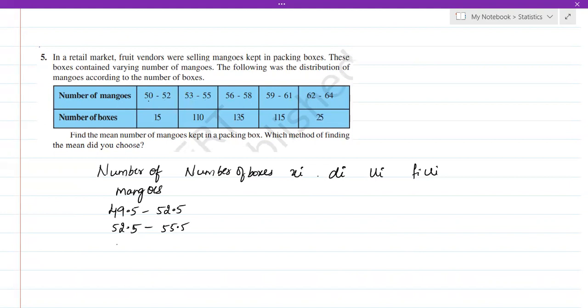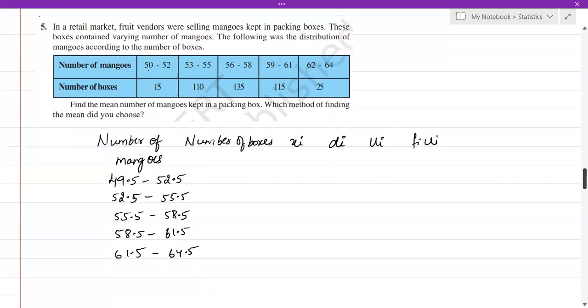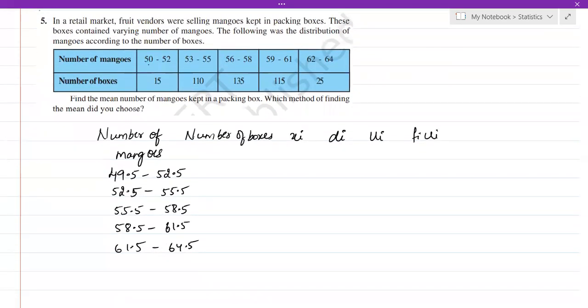The next one will be 55.5. If you subtract 0.5 from 56, then add 0.5, it will become 58.5. Again, this will be 58.5, and this will be 61.5. Sorry, this will be 61.5, and this will be 64.5. So as we can see here, we have made the inclusive table into exclusive. So let's construct the table now.